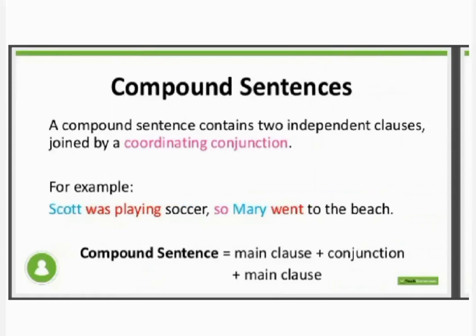Scott was playing soccer, it is a simple sentence and it is an independent clause. Mary went to the beach, it is also a simple sentence, that means an independent clause, and these two independent clauses are joined by a coordinating conjunction. So this is a compound sentence.